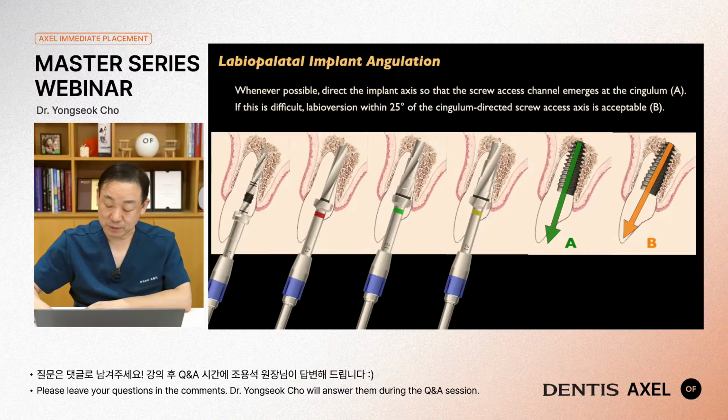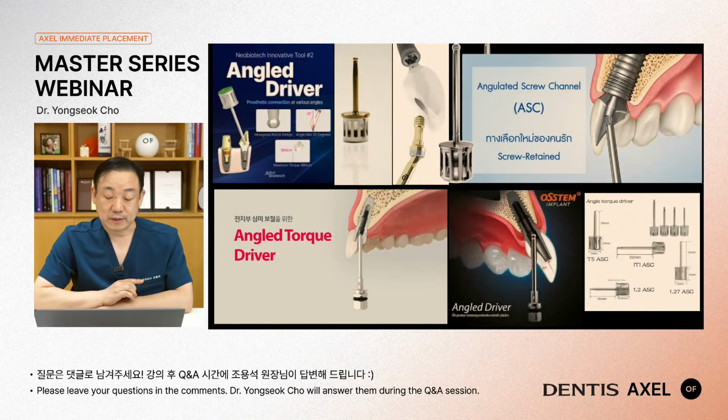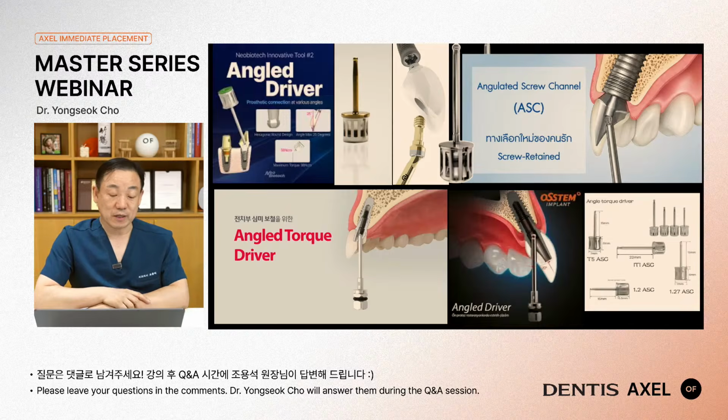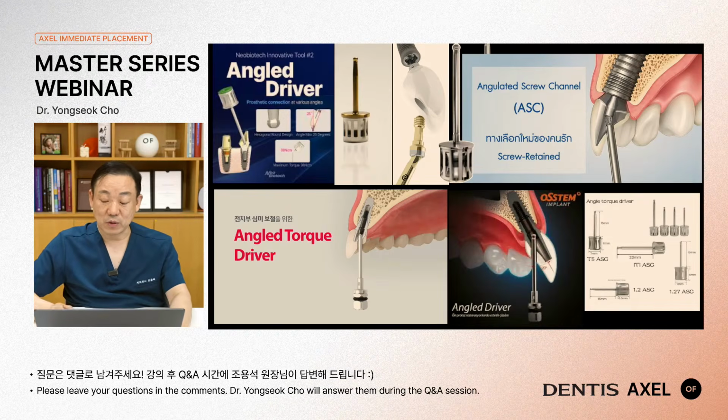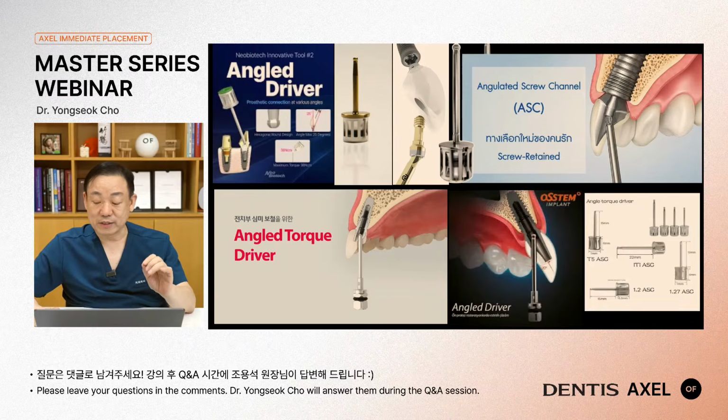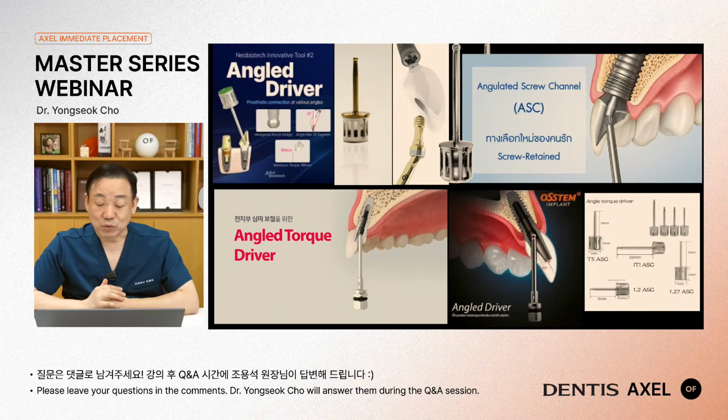These days, many companies have introduced angulated screw channel solutions that allow the direction of a screw access hole to be adjusted using an angled torque driver. Okay? Therefore, it is no longer necessary to make excessive effort to direct the implant precisely toward the cingulum, as was the traditional recommendation. Even when the implant is placed with a slight labial angulation, the screw channel can be corrected to allow fabrication of a screw-retained restoration.